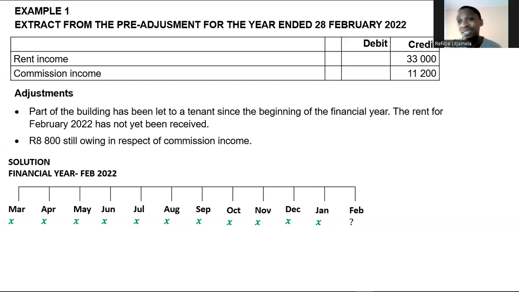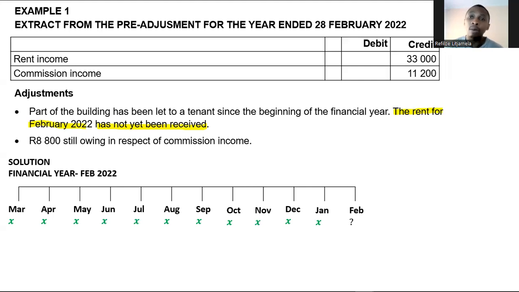However, please note that for Feb, I have a question mark because the adjustment specified that rent for February was not received. So I'm gonna highlight that. The rent for February 2022 has not yet been received. Remember, I said to you the amount that is in the trial balance represents amounts of rent that has been received for the current financial year. What I've highlighted there simply tells me that that 33,000 is only for 11 months. I'm missing 1 month, the February rent. We have earned it, but we have not yet received it.